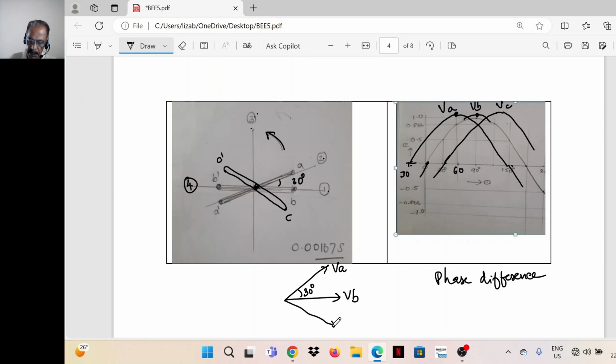So if you represent it as an RMS phasor, VC will be lagging behind VB by an angle of 30 degrees. So this is what is called phase difference. That means the maximum positions or zero positions are not happening at the same instant. So here there is a 30-degree difference. What is the time corresponding to that?